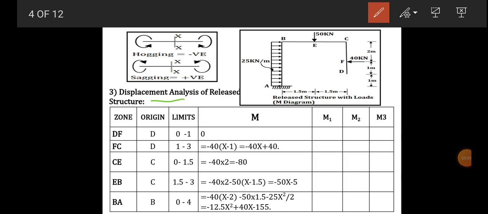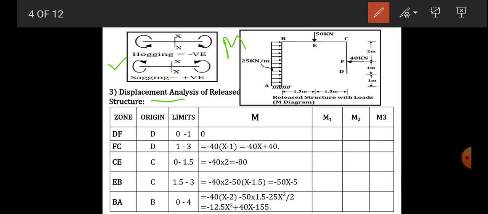Next step, displacement analysis of a release structure. Let's consider the capital M diagram, release structure with a load or M diagram. These are the sign conventions: hogging, our sign is negative; sagging, our sign is positive.